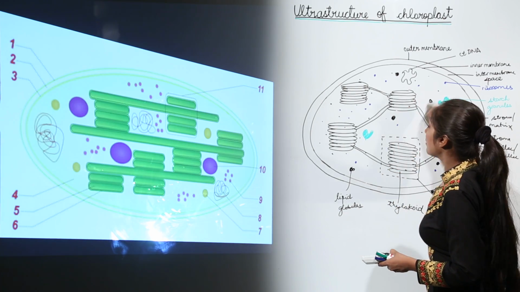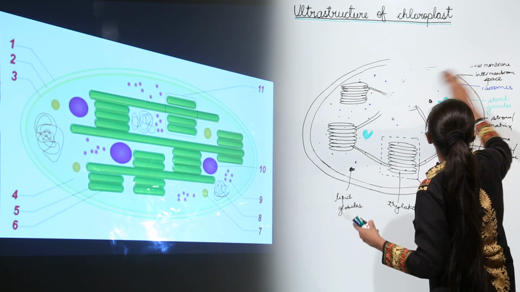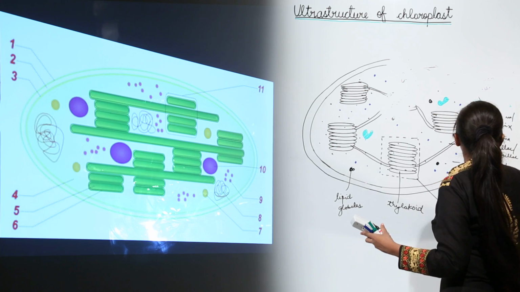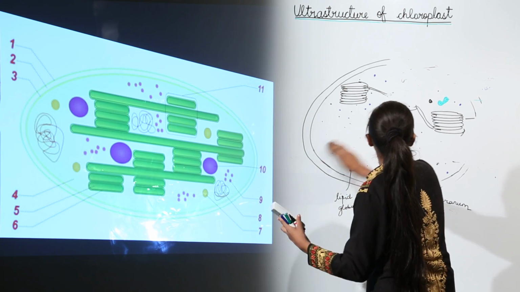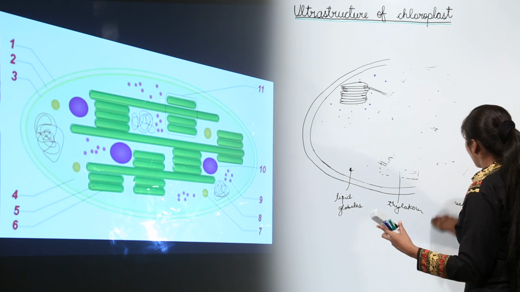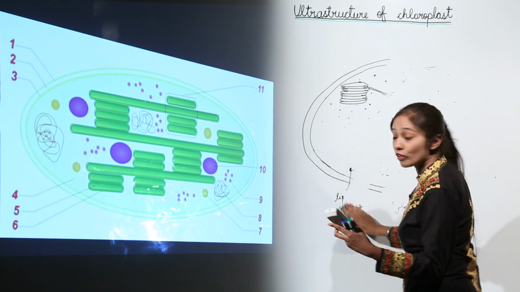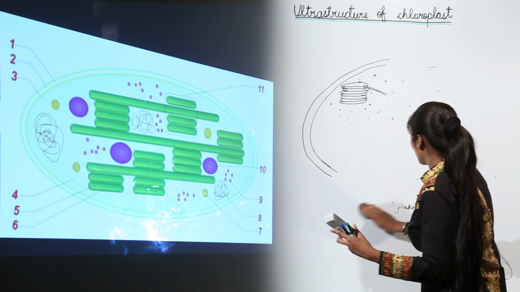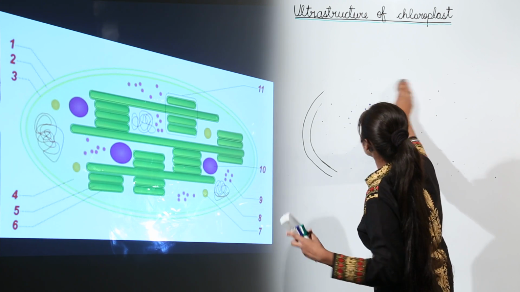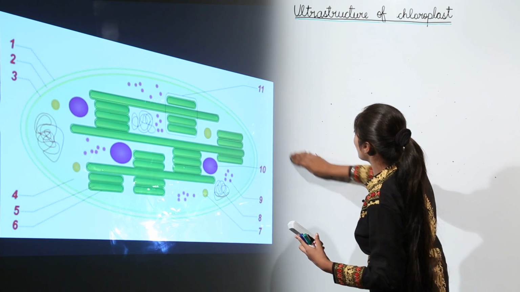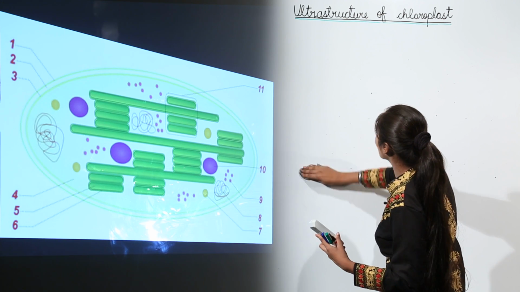So till the time I rub the board, just recall everything we have discussed so far, because now we will be discussing the labeling of this diagram. I hope this is very clear to you, whatever we have done so far, the ultrastructure of chloroplast. And I hope that while doing the ultrastructure of chloroplast, you have an in-depth knowledge of what is actually there in the structure of chloroplast.